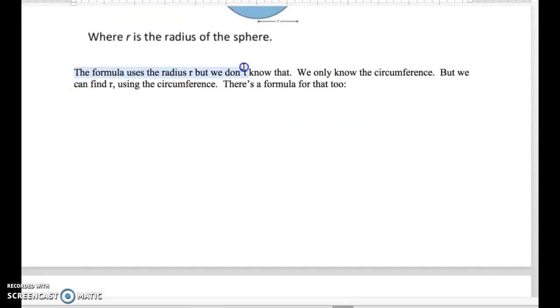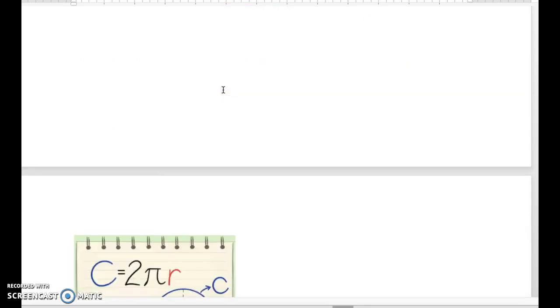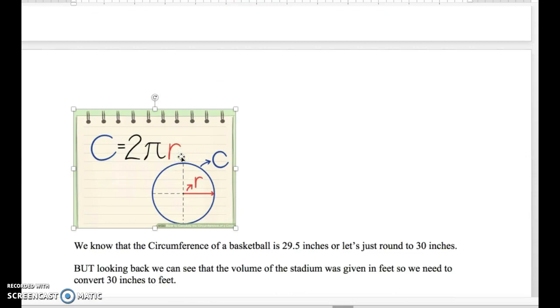that there is a formula that uses radius and circumference, and it's right here. Circumference equals 2 pi r. Circumference, remember, was 29.5. But if you want to round to 30 inches, round to 30 inches. Or you could round down to 29 or round up to 30. Either one is fine because we're just finding an estimate.